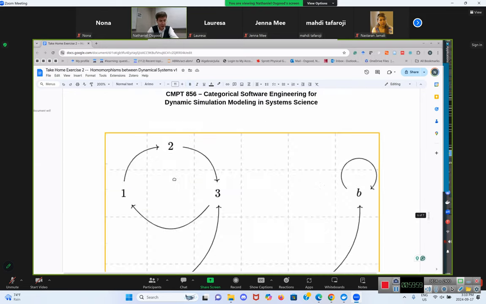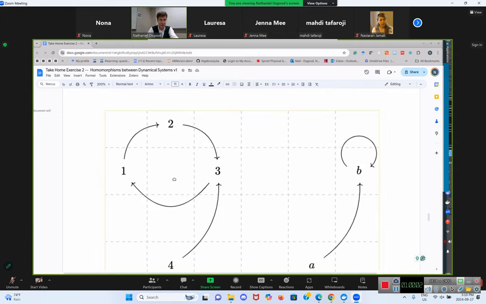Okay, I hope you're getting the flavor of this. Okay, how about this one? This looks kind of like a nine or a comma or something. But okay, so what do we have here? Do we have any homomorphisms here? I think we have two. I'm not sure. There's at least one. Okay, so give me one.